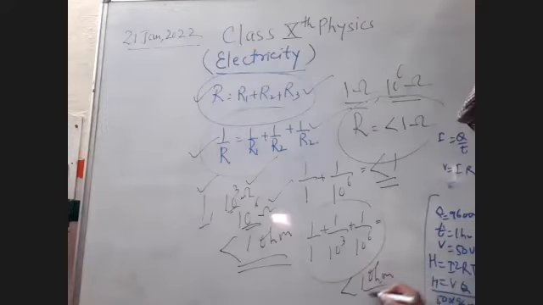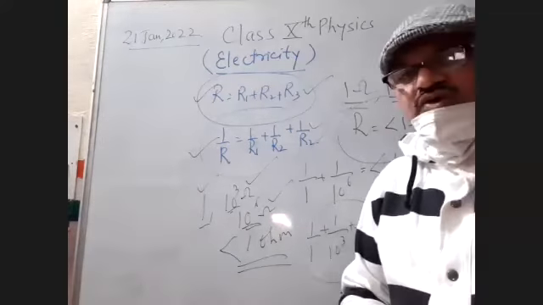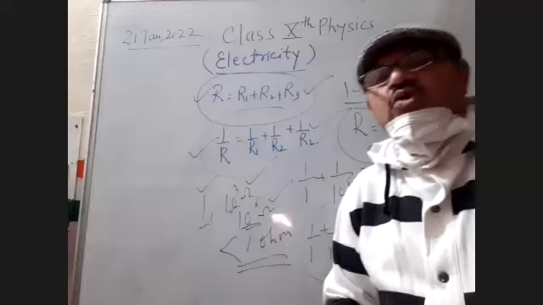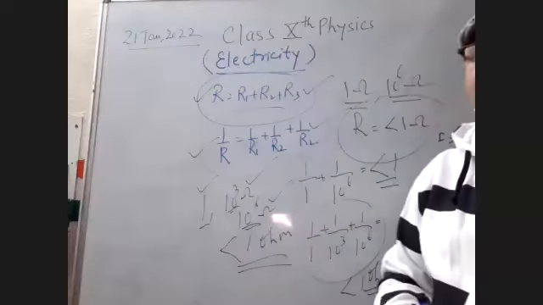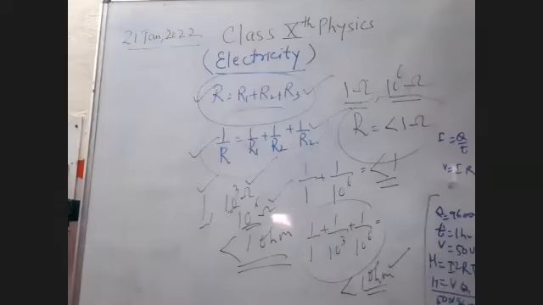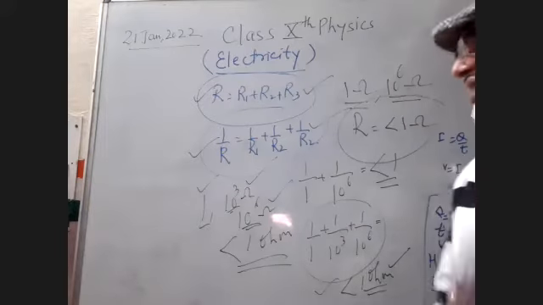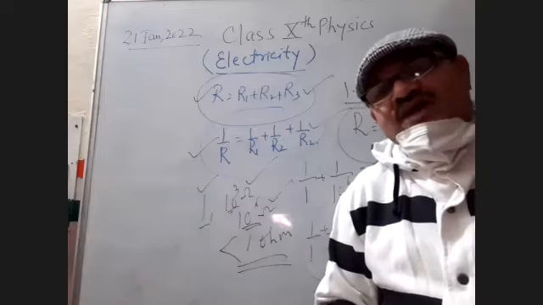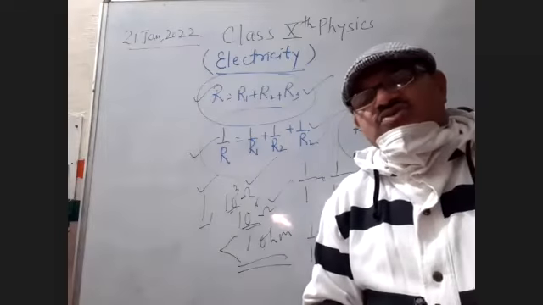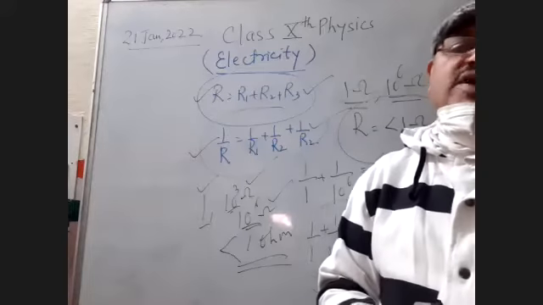Is it clear, students? Now, three resistances, 1 ohm, 10 raised to power 3 ohm, and 10 raised to power 6 ohm, they are connected in parallel. What will be my result? The total resistance will be less than 1 ohm. Clear, students? This was your numerical number 1, and we have solved the first part as well as the second part. The answer of both parts, the net resistance, will be less than 1 ohm.